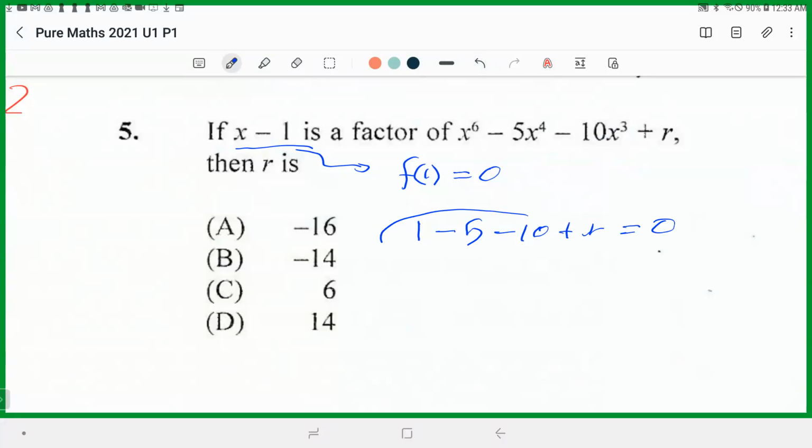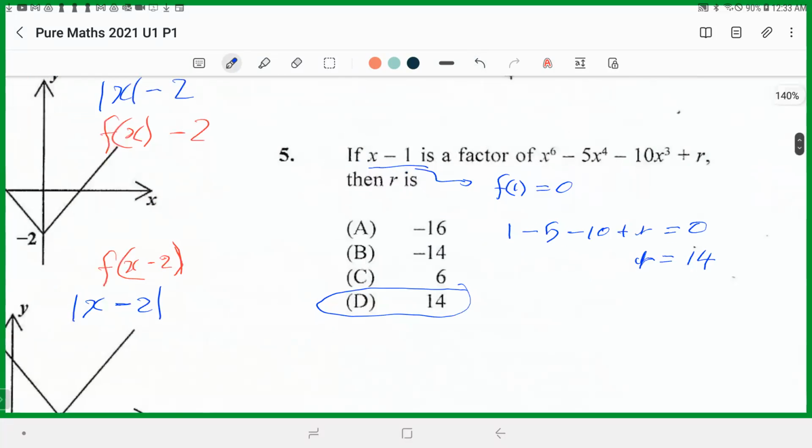So what does this work out to? This works out to negative 14 now. But this is 15, right? And 1 minus 15 is negative 14. The negative 14 goes over here and becomes positive 14. So the r equals positive 14. So the r is positive 14 right here.